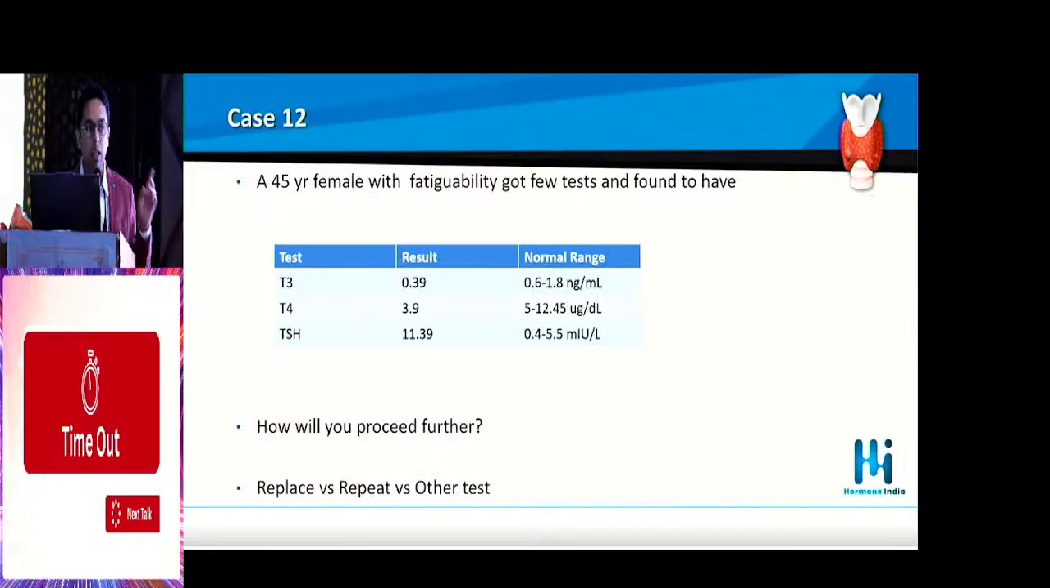And this last question, this is a question the organizer may give an award for, whoever answers this correctly. This is the toughest one. 45 year with fatigability, got a few tests, found to have T3 of, these are random values I put, okay? T3 is 0.39, lower, T4 is 3.9, and TSH is 11, it is high. T3 low, T4 low, and TSH is more than 10.